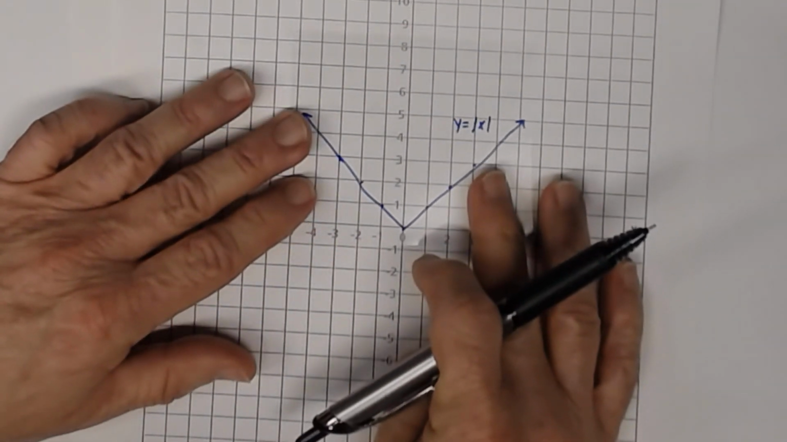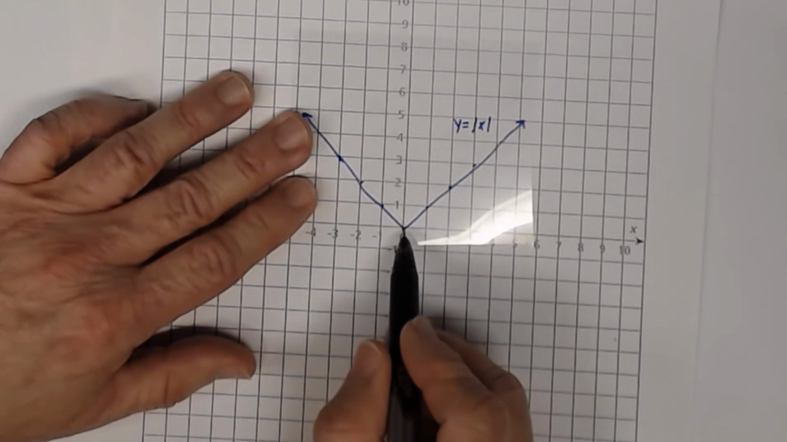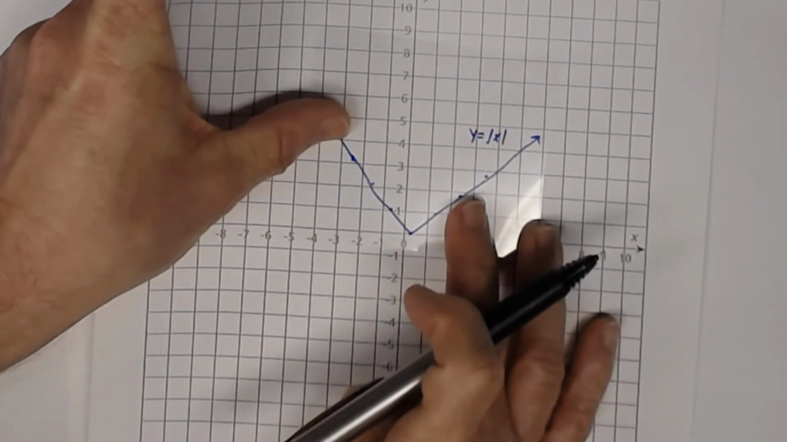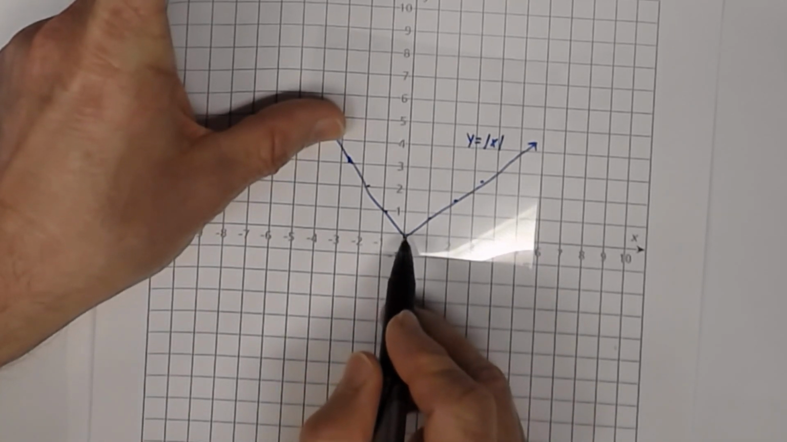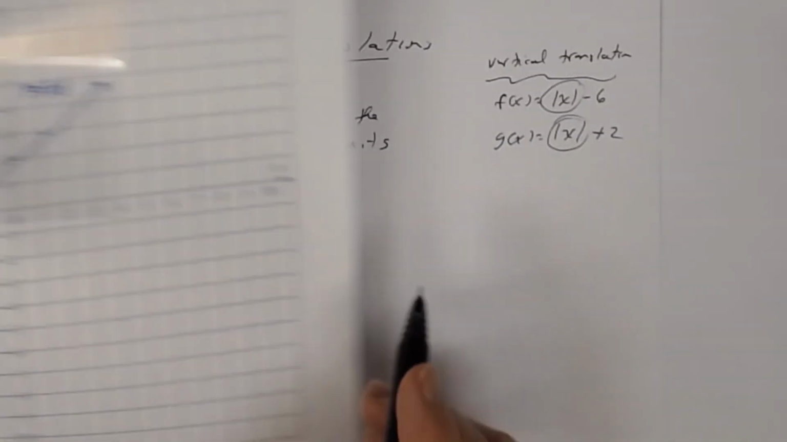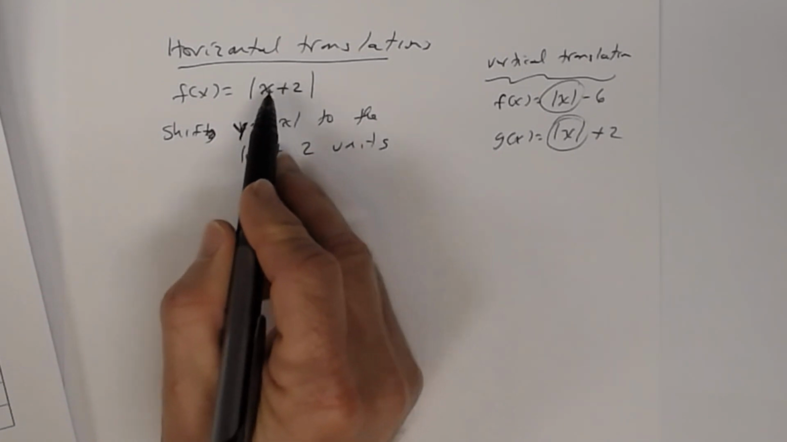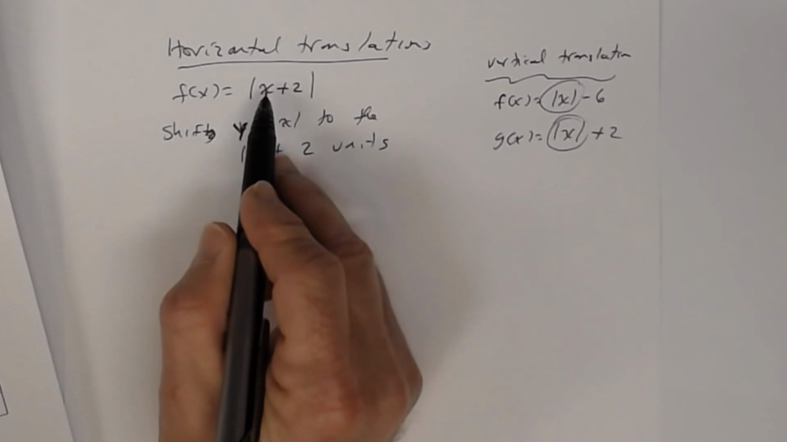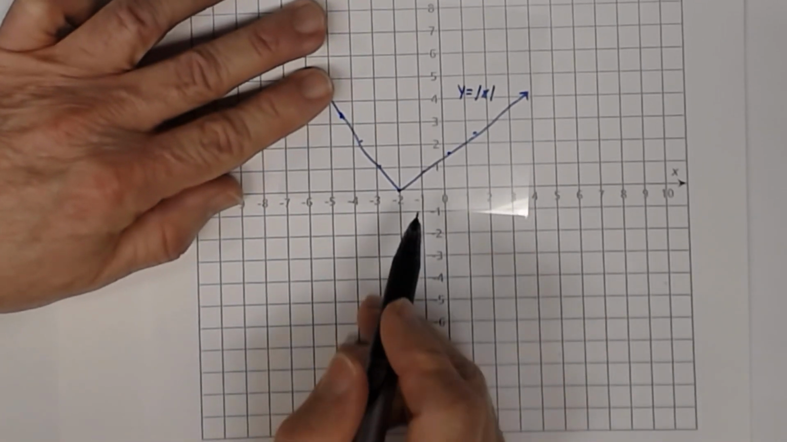So you see that vertex is here, right? The vertex of the parent function is at the origin, okay? So the vertex at the origin, the y value is 0. When is this 0? This is 0 when x is -2. So notice when x is -2, that y value is 0. So this is what it looks like right here.